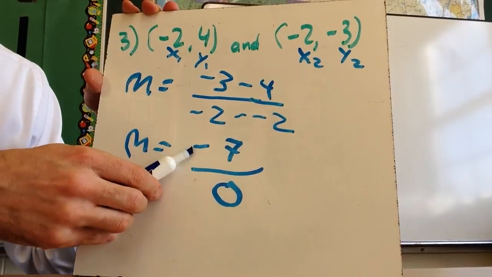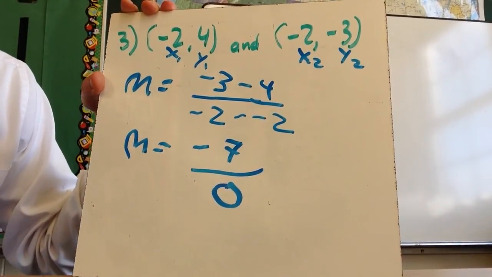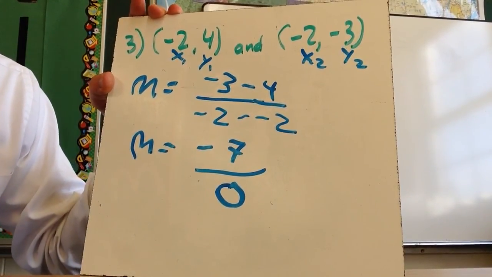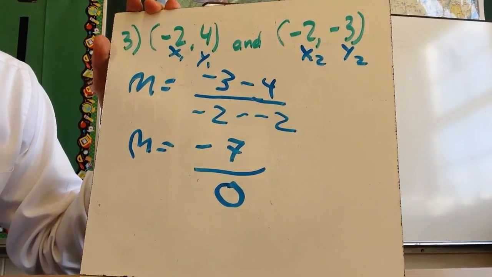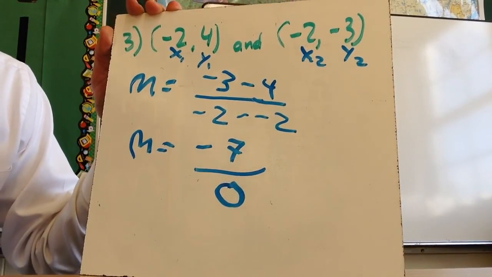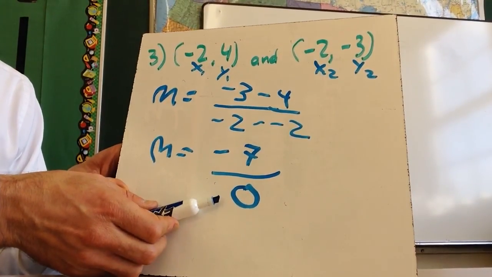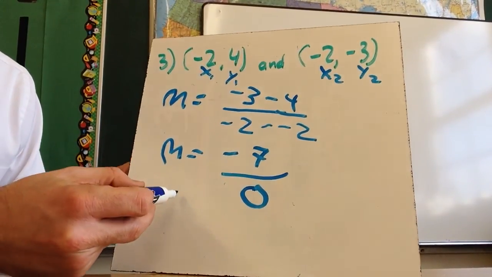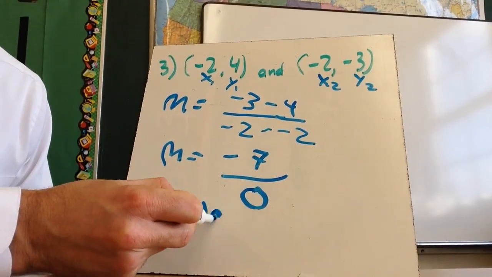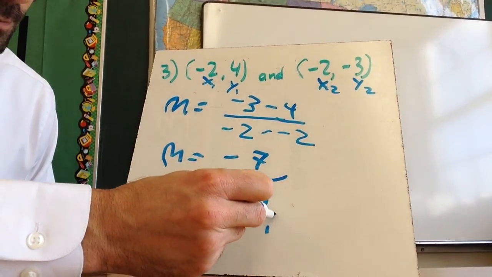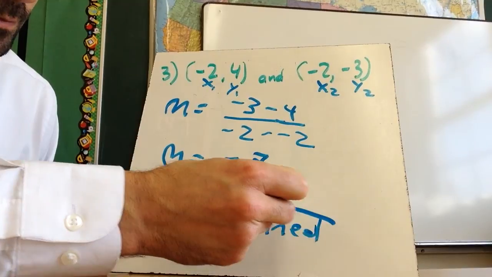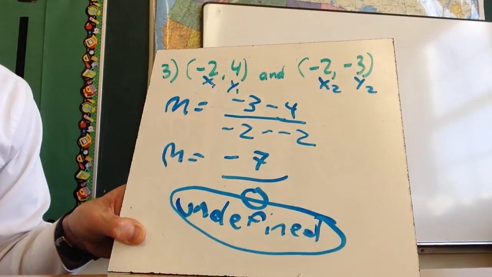If you take your calculator and divide -7 by 0, typically you'll get something like an error or domain unknown. So the idea is that you can't have a 0 as a denominator. You learned this a long time ago. So my answer is undefined. Okay, and that's my final answer.